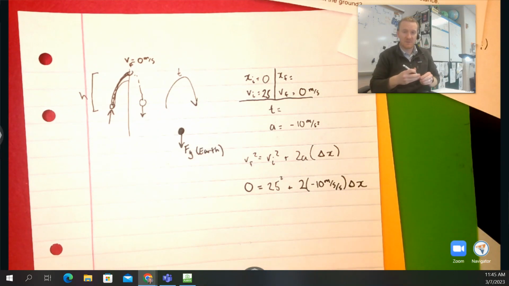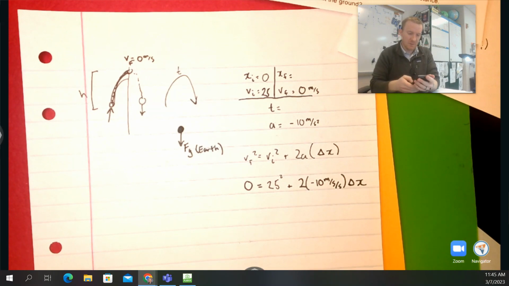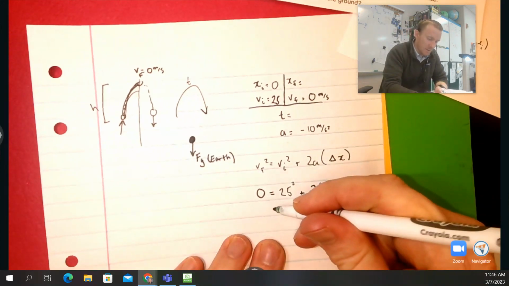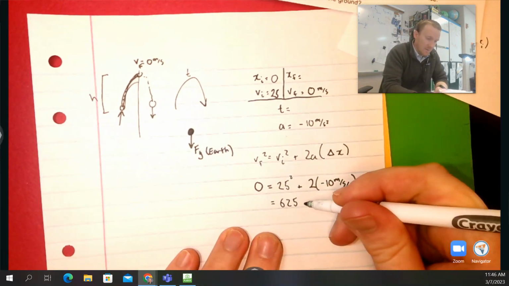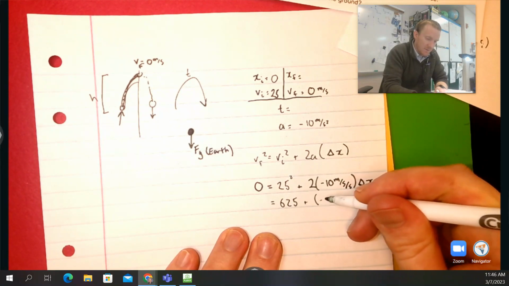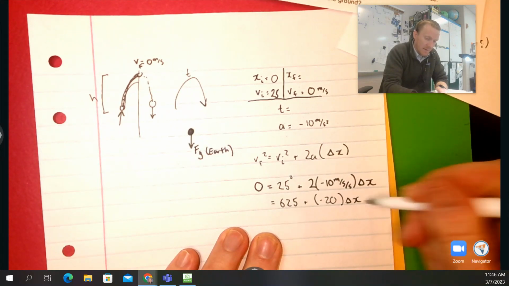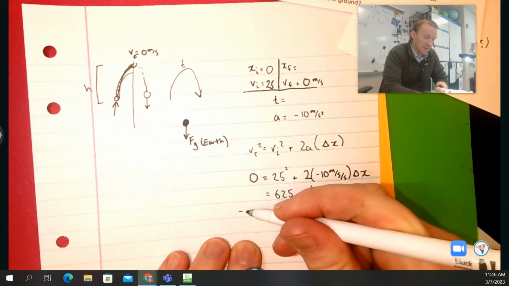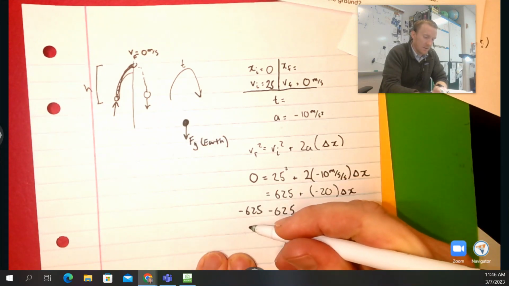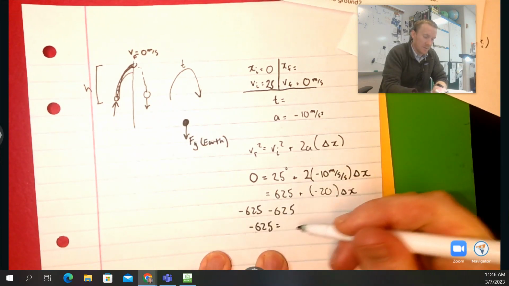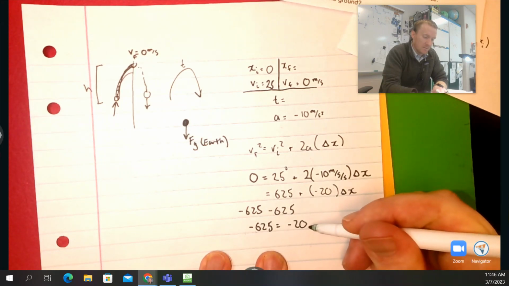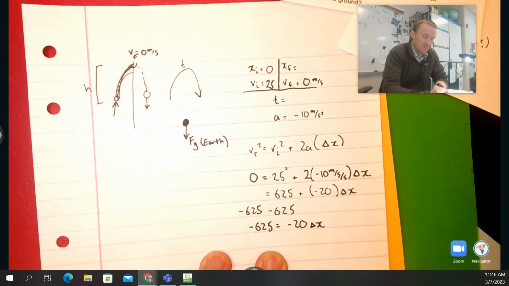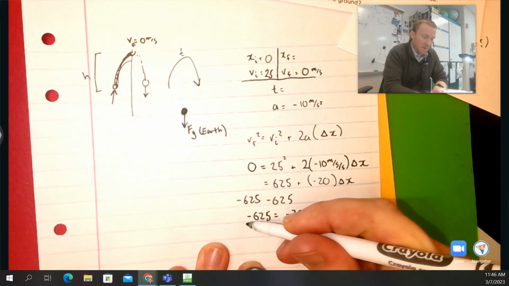So from here on out, it's just algebra, okay? So if we're going to solve this out, 25 squared, I'm getting 625, right? So 625, and we're going to add that to 2 times negative 10. Well, that's just negative 20. And we're going to multiply that by our change in position. Let's subtract 625 from both sides. Okay, so we end up with negative 625 is equal to negative 20 times our change in position. All right, divide both sides by negative 20.